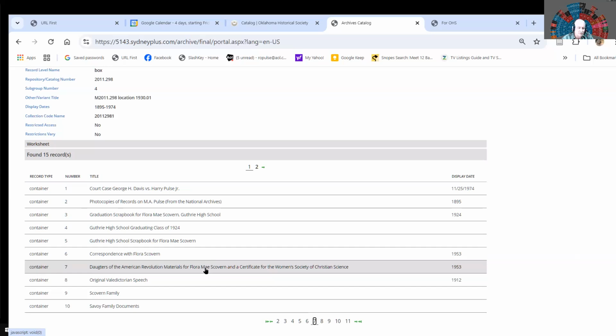Here's the Daughters of American Revolution certificate, the process that Flora went through to become a daughter of the American Revolution. Mabel did the same process. I did not have a copy of that.